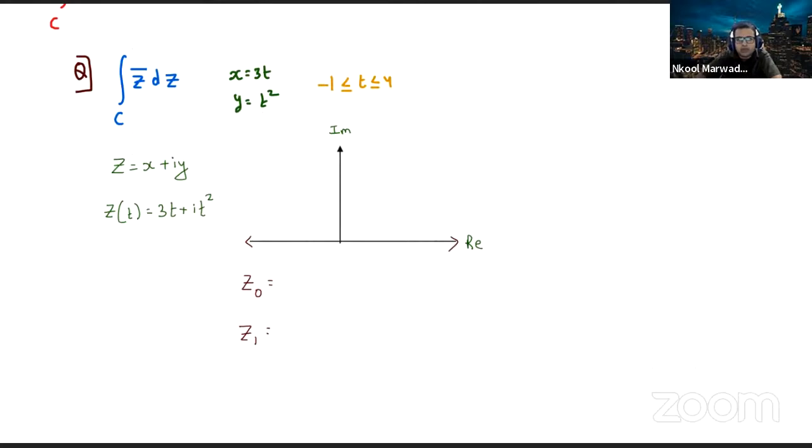So I have to make use of this limit, -1 to 4, because t can lie from -1 to 4. So first I can take the minimum as -1, then I can take the maximum as 4. So what I'm trying to say is, in order to find the point, first I will take t is equal to -1.